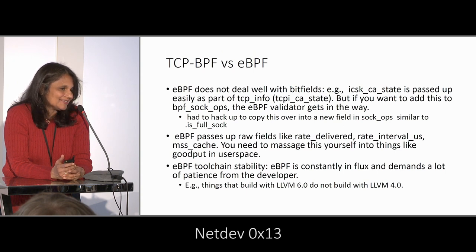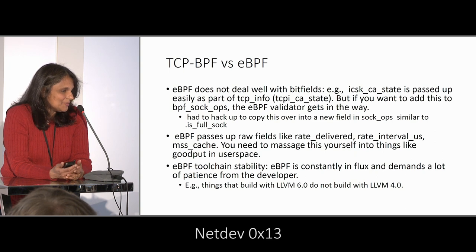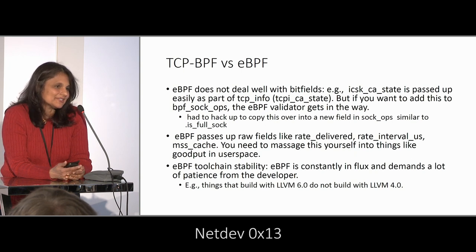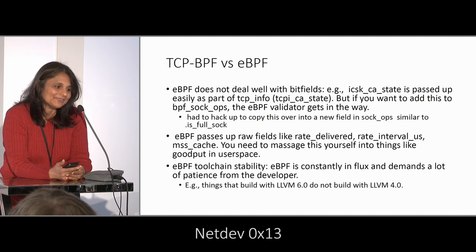The other thing is that, just intuitively, TCP info is much easier to use. It's a simple API, like Netlink sockets. You do a send message and you get back something, or you set up TCP diag. You have a clearly defined data structure. You just read it, and you're good. With TCP BPF, you have to really know what the kernel is doing. Sometimes you have to massage the kernel data into other stuff to get the real value.